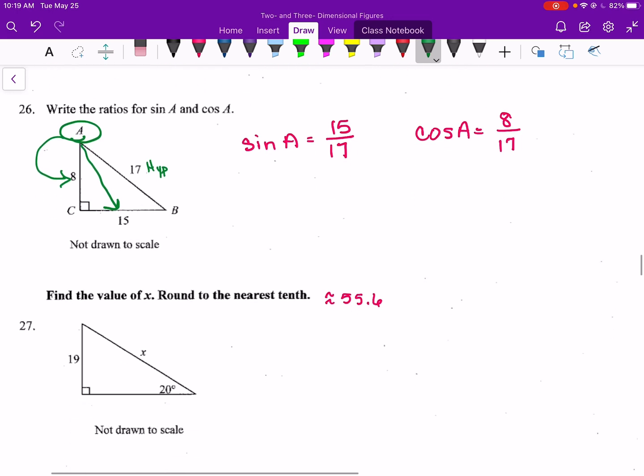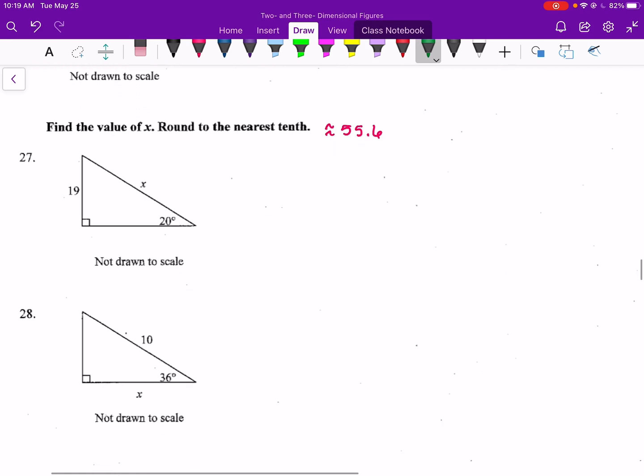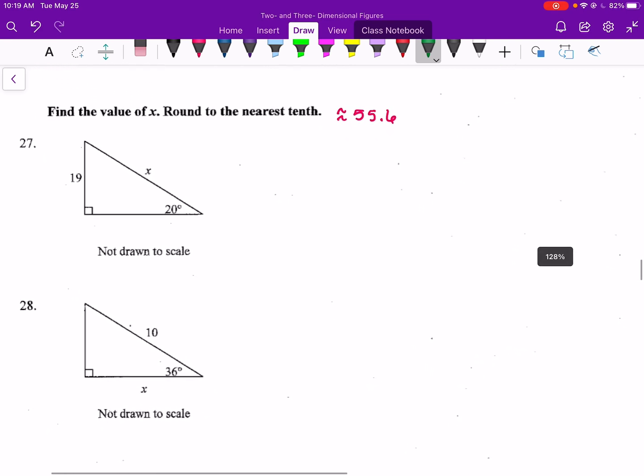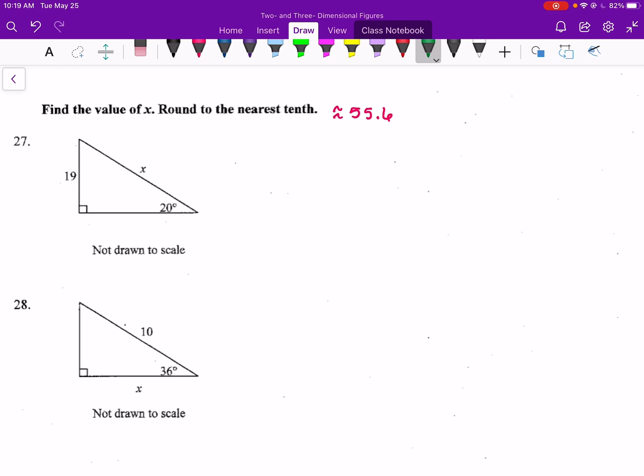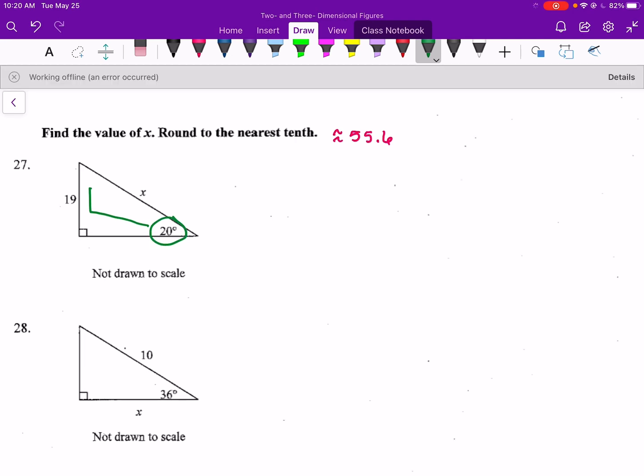Number 26 is where we start actually working problems with our trig functions. We know we'll be using trig because they're mixing up angles and side measures. If it was only side measures on a right triangle, it'd be Pythagorean theorem, but since we have angle measures, this is the trig. So identify your angle, and the sides we have. 19 is the opposite side, x is the hypotenuse, and the trig function that uses opposite and hypotenuse is sine. So it is sine of 20 degrees is opposite over hypotenuse.